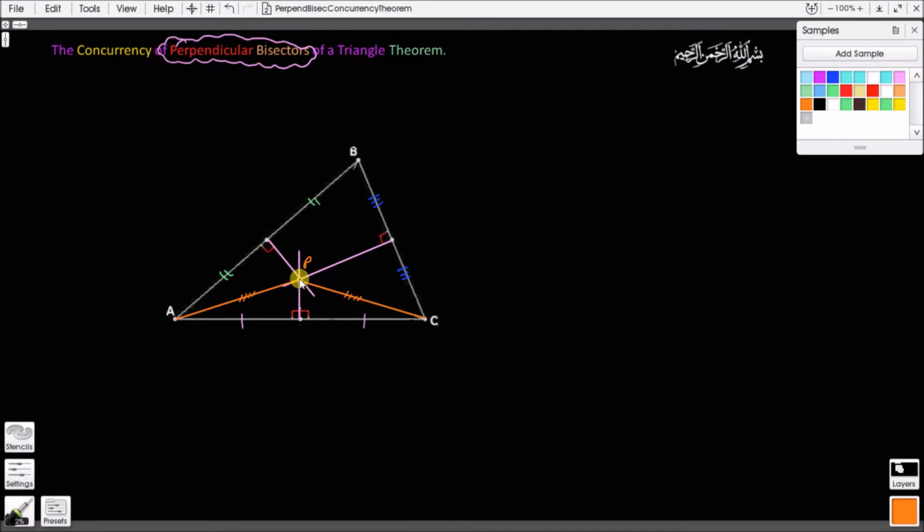Because it's on the perpendicular bisector of AB, so it's going to be like this. But now we gave these 4 ticks over here, so we're going to have to give this one 4 ticks over there, right? And the same point is equidistant from BC, but we already marked it.